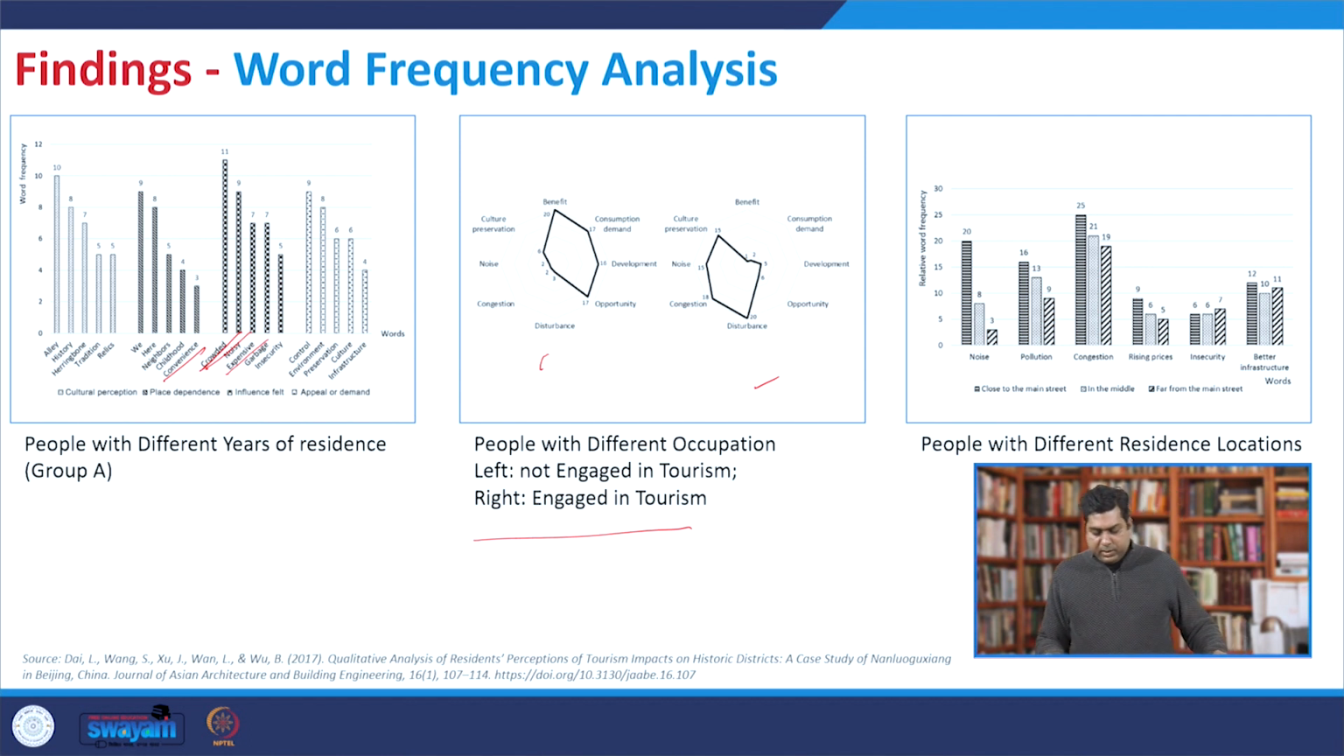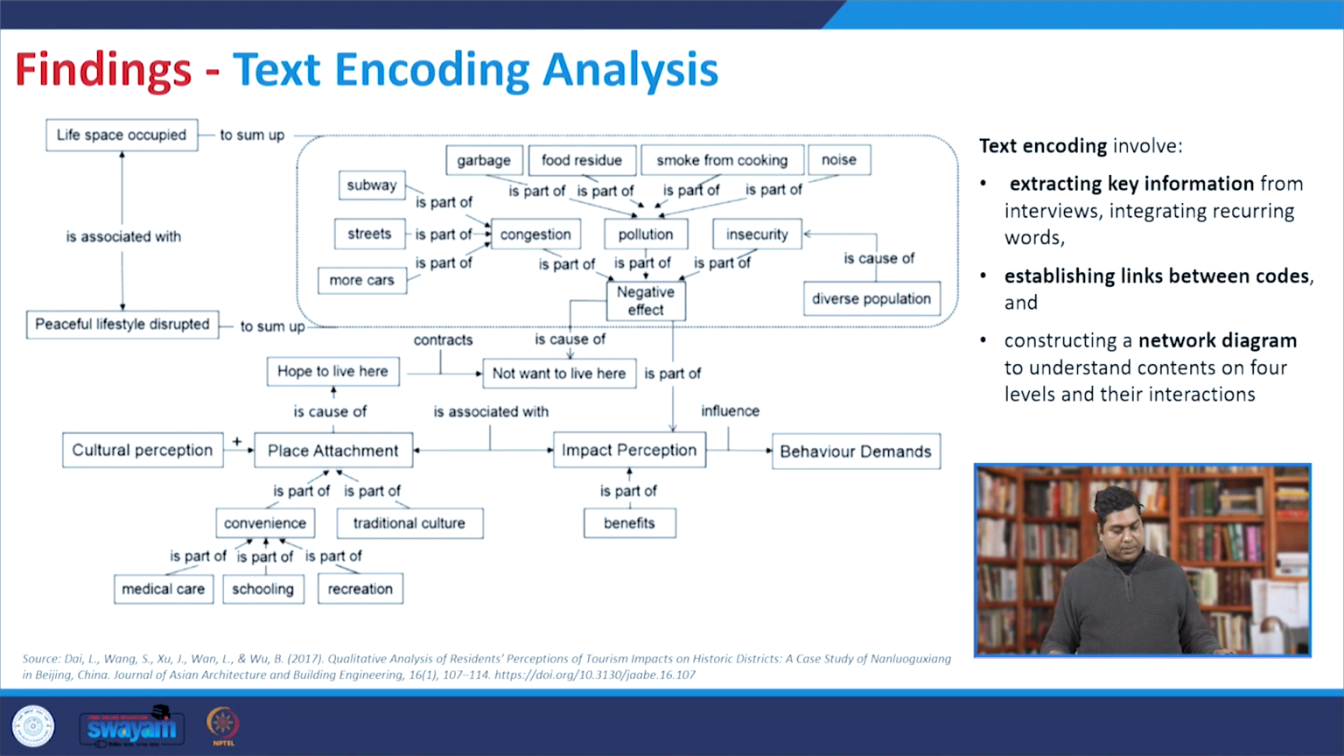Now people with different residence locations have given different values to it. In this case, the relative word frequency for some locations is noise. Wherever it was asked, whether close to the main street, in the middle, or far away from the main street, you can see a drastic change in the noise, because whenever you are close to the source of the noise you will be impacted in a maximum way.